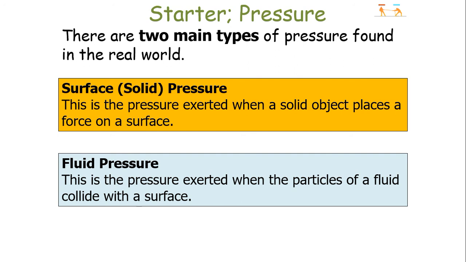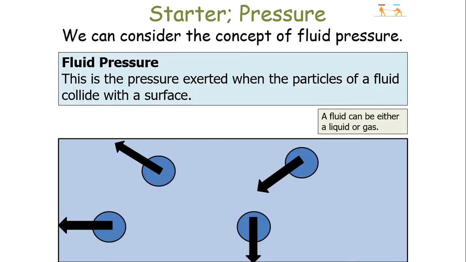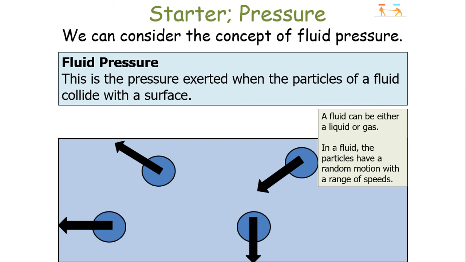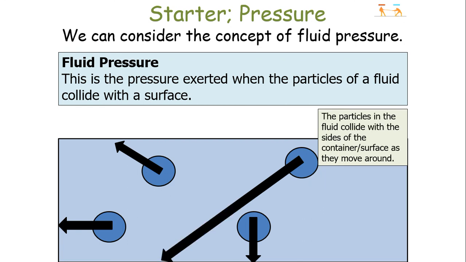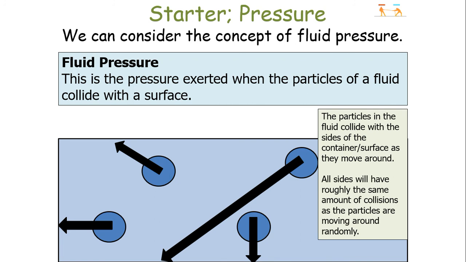Solid pressure, which is the pressure exerted when a solid object places a force on a surface, and fluid pressure: pressure exerted when the particles of a fluid collide with the surface. A fluid can either be a liquid or a gas, and in these liquids and gases, particles have a random motion with a range of speeds. So all the particles are basically moving around. As they move around, they will collide with the sides of the container that they are in, or the surface that they are touching.